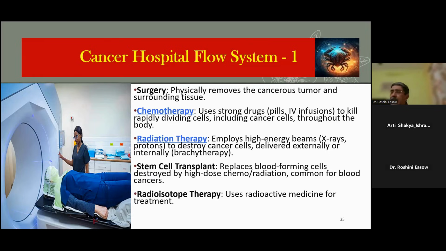It is a very special treatment of cancer hospitals. I will explain to you this stem cell transplantation and how the room is to be designed. And radiostatic therapy, what is this? This is actually medicine made by nuclear medicine, or radioactive medicine. These are used for cancer patients in a cancer hospital. Then they are put into a PET scan.